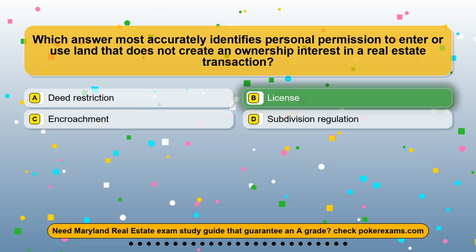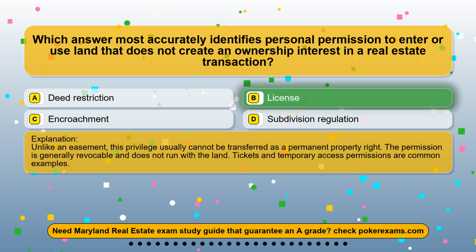The correct answer is option B. License. Unlike an easement, this privilege usually cannot be transferred as a permanent property right. The permission is generally revocable and does not run with the land. Tickets and temporary access permissions are common examples.